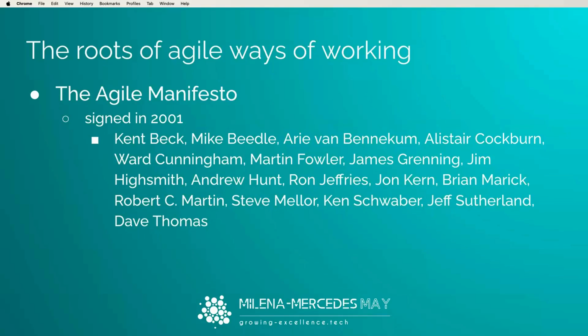So the roots of Agile ways of working. First of all, the Agile Manifesto was signed in 2001 by these loads of people. And that's already more than 20 years ago. It's somehow frightening that some of these principles stated in the Agile Manifesto still are new to some people in business. But it also means that some people have learned Agile not through the Agile Manifesto, but through what the Agile Manifesto created, like, for example, more common frameworks like Scrum.